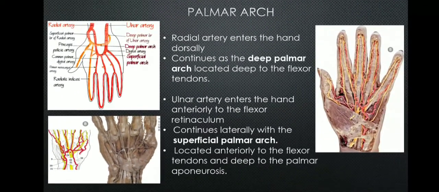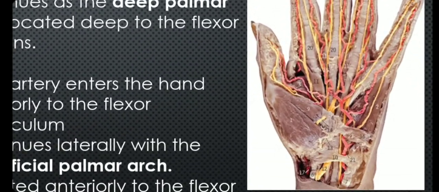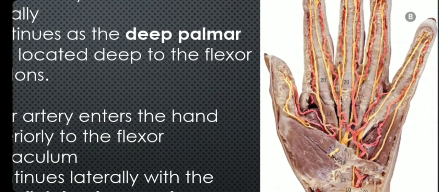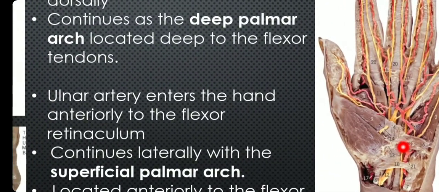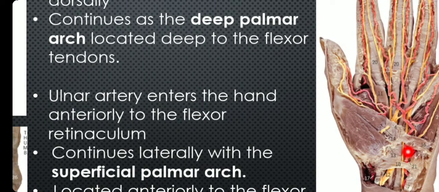Now, as you could see in this cadaveric image, this gives a clear picture of the superficial palmar arch, and this is the ulnar artery giving a branch, that is the deep branch, and it is supplying the medial 3.5 fingers, and it is joined by the superficial branch of the radial artery around here beneath the muscles of the thenar eminence.